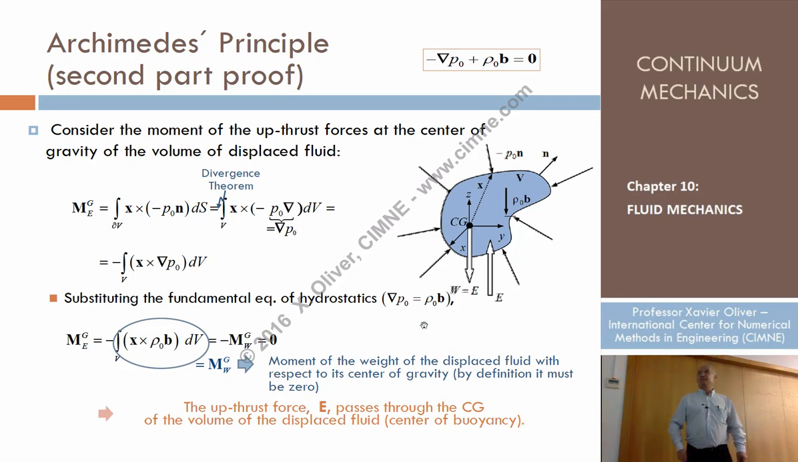So finally, we can say that the upthrust force passes through the gravity center of the displaced fluid, the center of buoyancy. Okay? So we have proven the two parts of the Archimedes theory.